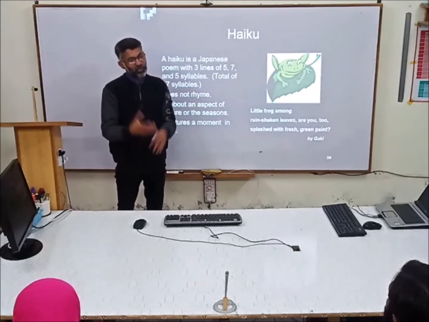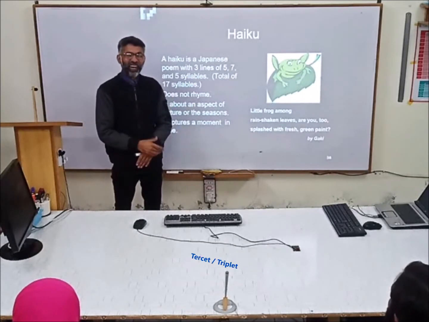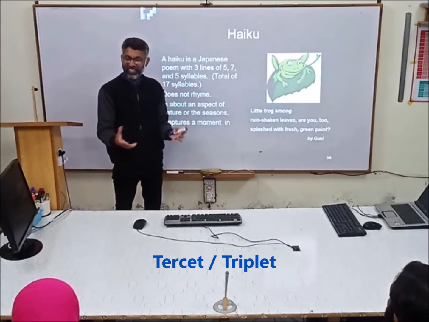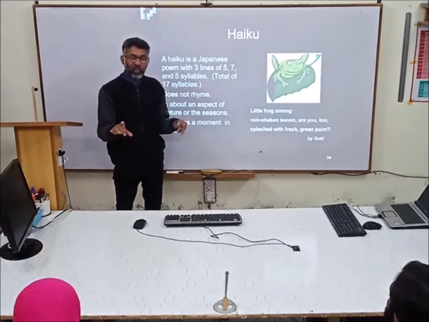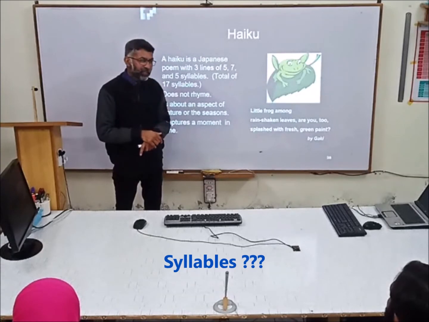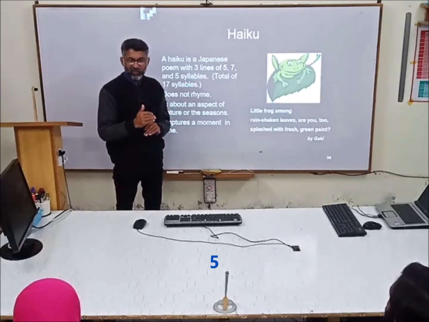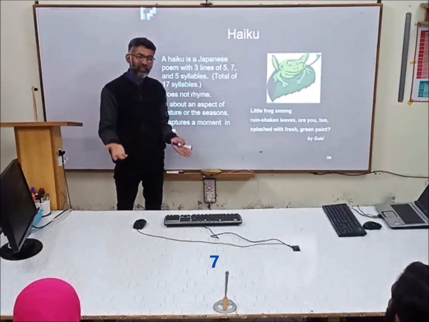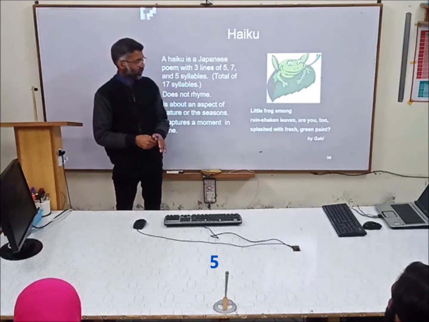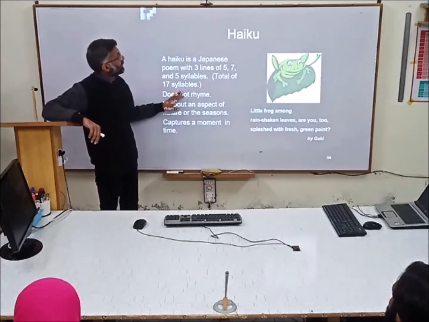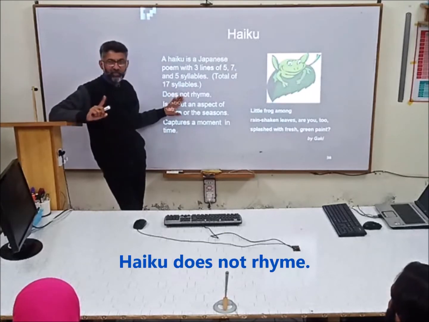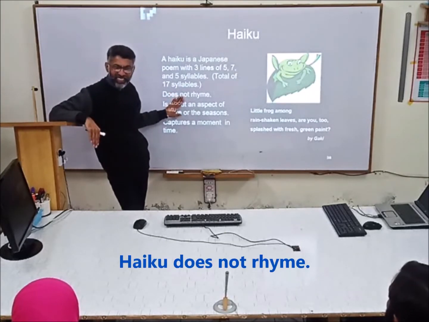No. So what is haiku? Haiku is a tercet. Tercet is triplet. How many syllables are there? 17. In the first line, 5. In the second line, 7. In the third line, 5. MashaAllah. Keep in mind this haiku does not rhyme. It does not rhyme.